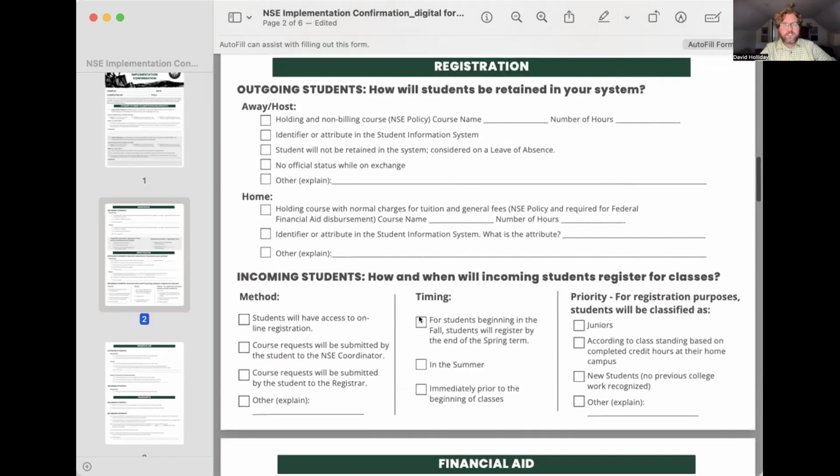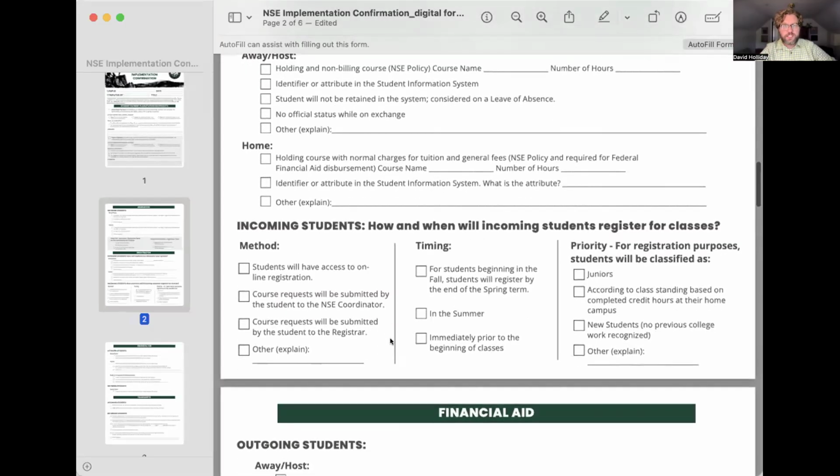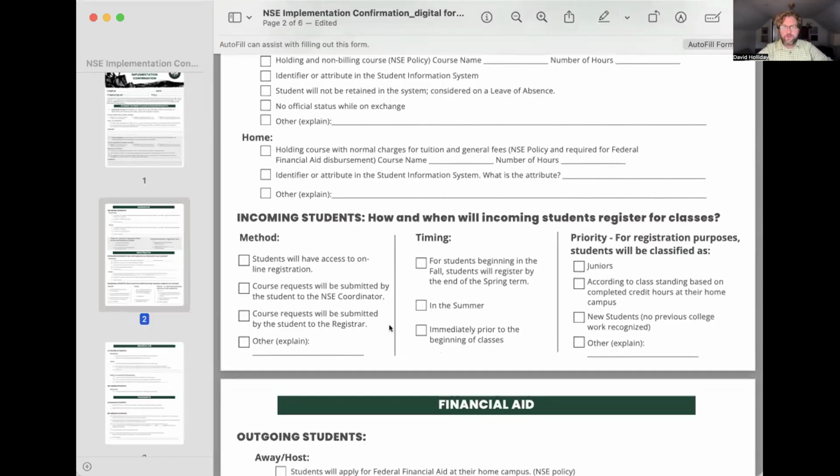Then regarding incoming students, we also ask that you document the registration process for those students. And this is something you really need to think through and make sure that you have solid, clear guidelines and instructions for those incoming students. Many of our campuses, I think NSE students have access to online registration. Once they have a student ID number from the admissions office, then they're allowed access to the registration system. We do know that some of you actually coordinate registration as the NSE coordinator. And I think a few campuses do registration through the registrar or through another person on campus. So be aware of and document again those policies.